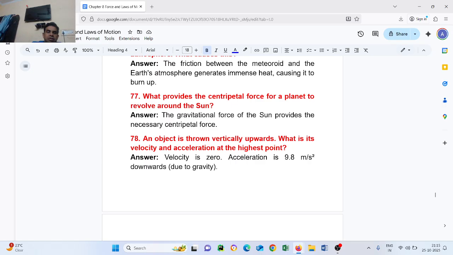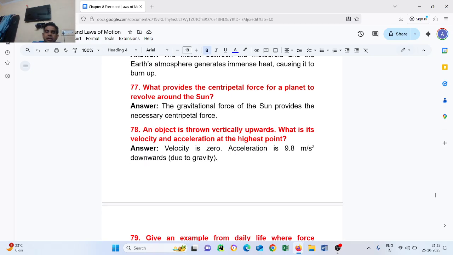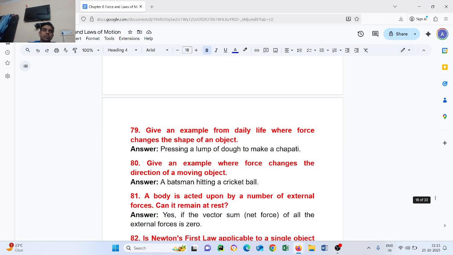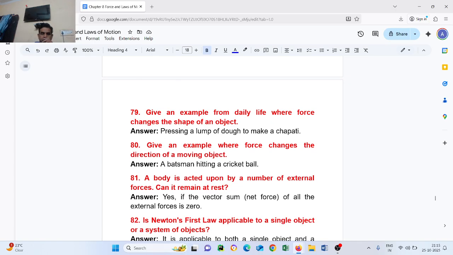Question number 78. An object is thrown vertically upward. What is its velocity and acceleration at the highest point? Velocity is 0. Acceleration is 9.8 meters per second squared downward due to gravity. Question number 79. Give an example from daily life where force changes the shape of an object. Pressing a lump of dough to make a chapati. Question number 80. Give an example where force changes the direction of a moving object. A batsman hitting the cricket ball.